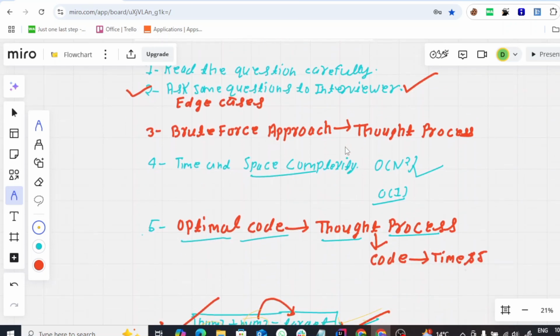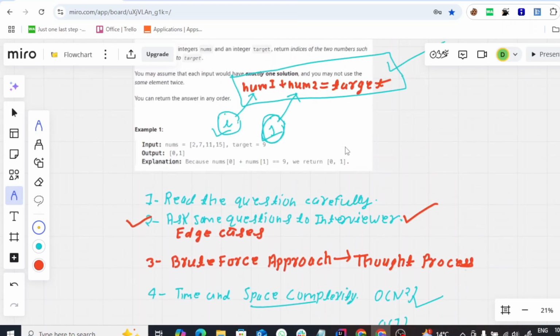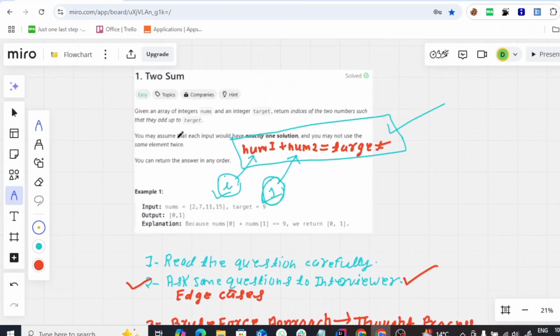Now what you can do, guys, is practice this question, explain your thought process out loud, and listen to what is going wrong and what is going right.